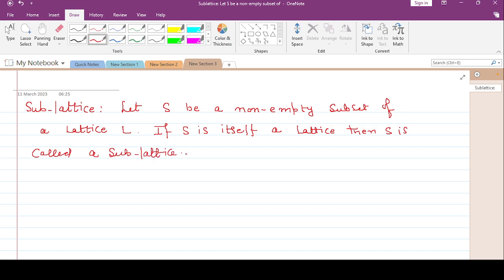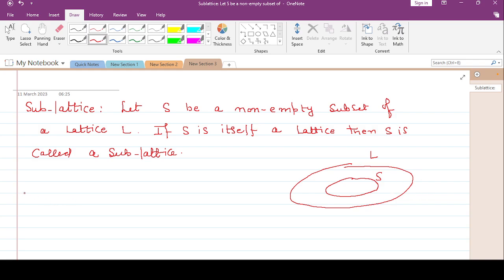So the diagram of this goes like this: suppose here you have lattice L, and S is the subset of L. And if S is itself a lattice, meaning if the supremum and the infimum of every two elements exist in S, then we say that it is a lattice. And as it is a subset of L, it becomes a sublattice. So we now see an example of this.